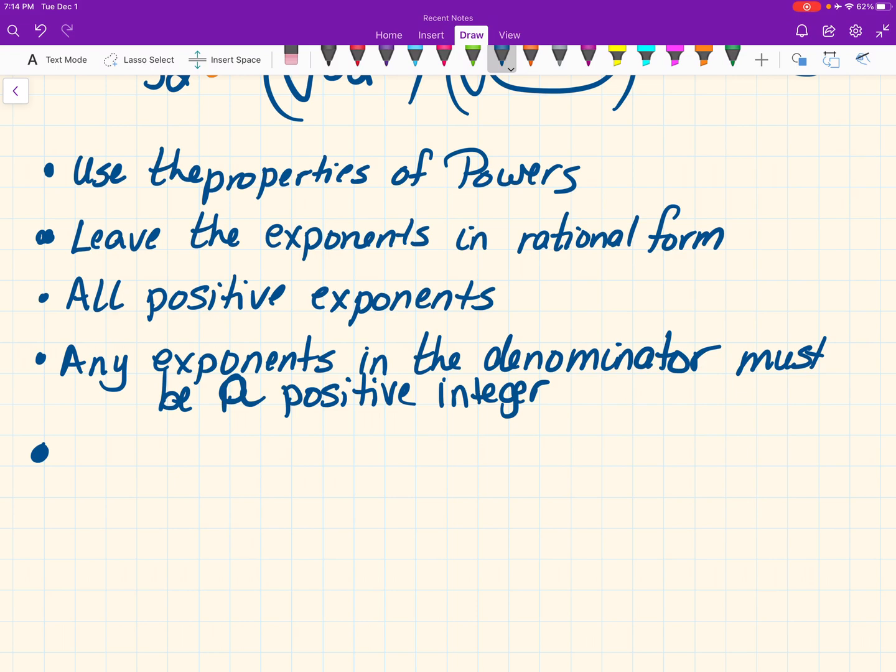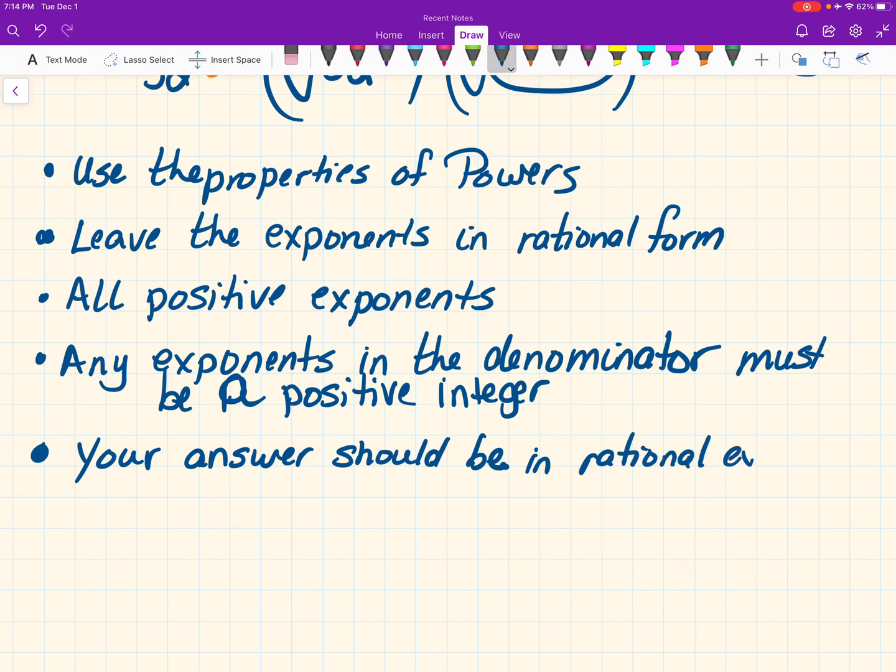Your answer should be in rational exponents if the problem is in rational exponents. So if we start out with a fractional exponent, our answer should be in fractional exponent, okay? So your answer should be in rational exponents if the problem is given in rational exponents. So if you start out with a fractional exponent, don't end with a radical.